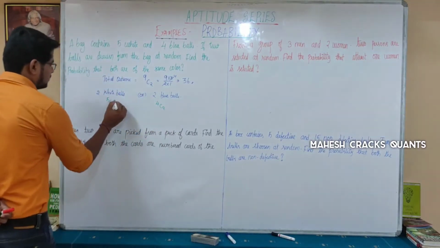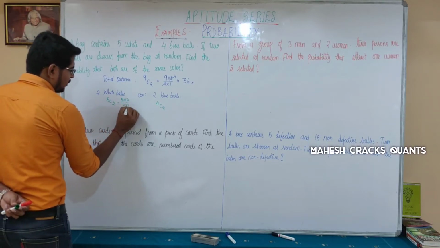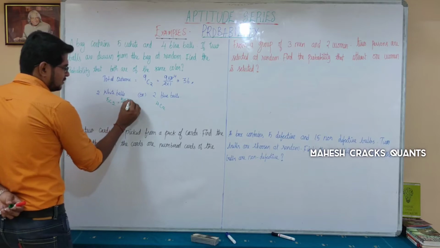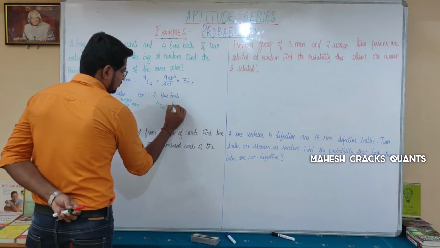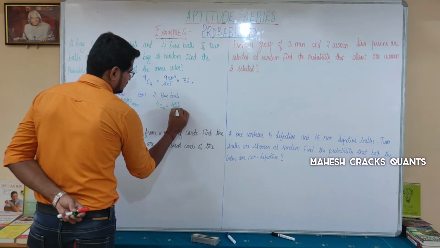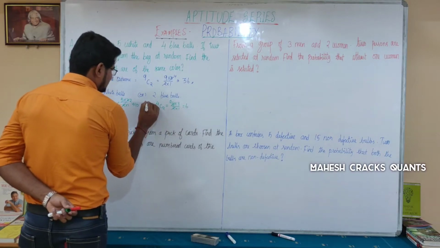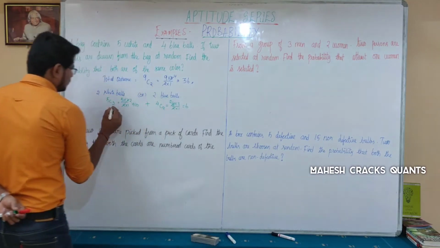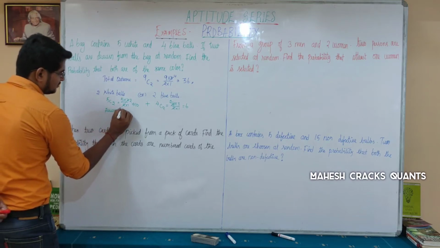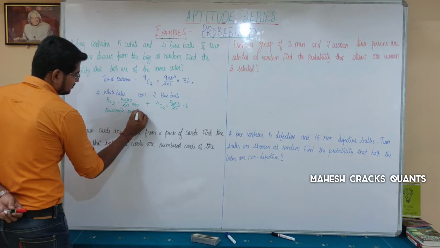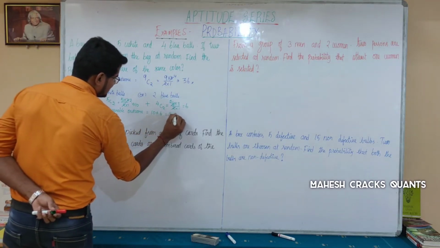That's it. Expand this, what will you get? 5C2, 5 into 4 divided by 2 into 1. Cancelling this, you will get 2. 5 into 2, 10 here, and then here 4 into 3 divided by 2 into 1. Cancelling this, 2 into 3, 6. "Or" means which is nothing but plus. So favorable outcome is equal to 10 plus 6, equal to 16.